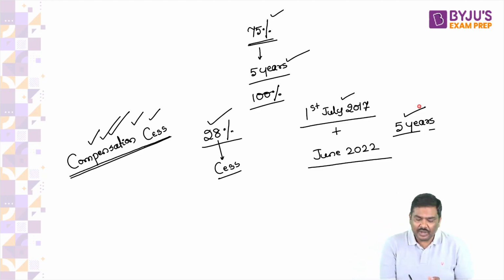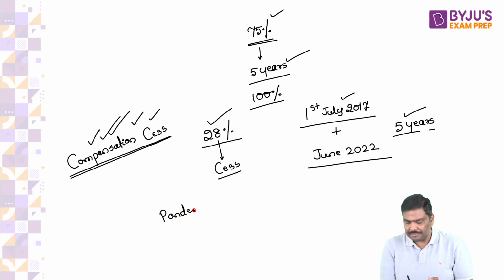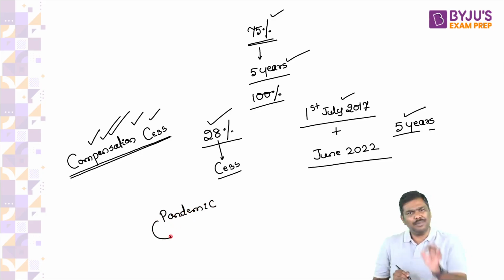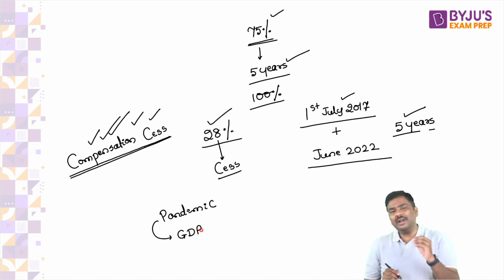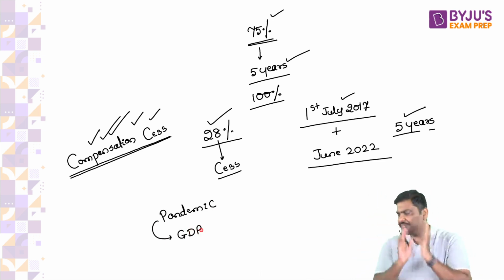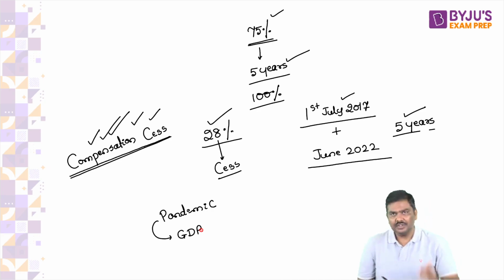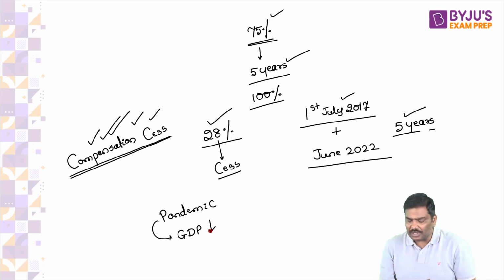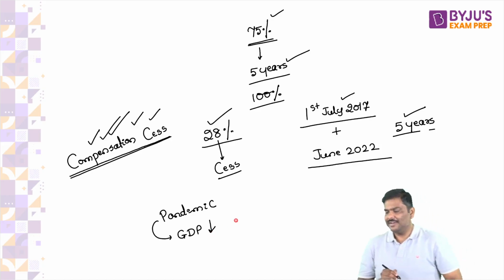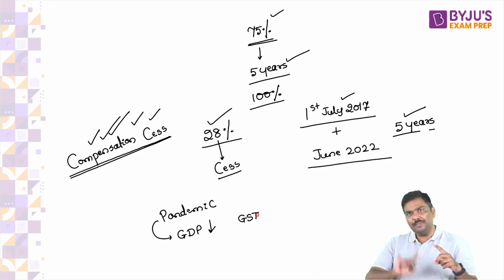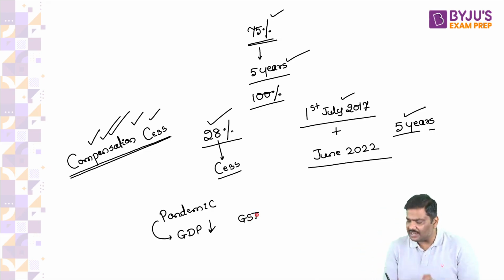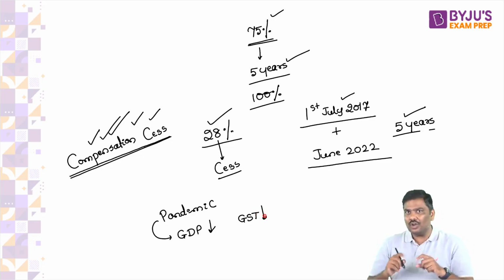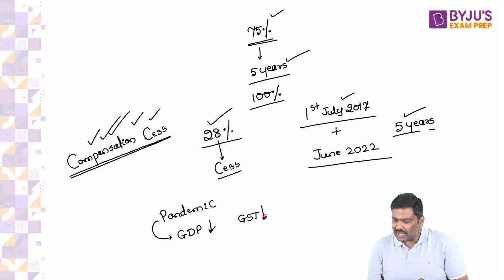Now, please tell me, during the pandemic, what happened to GDP? Simple question to all of you. Let's say 2021. GDP went down. GDP contracted in India. Now, if GDP decreases, what will happen to GST collection? Connect the dots. Logically speaking, GST should also go down. And if GST goes down, please tell me what will happen to the revenue shortfall?